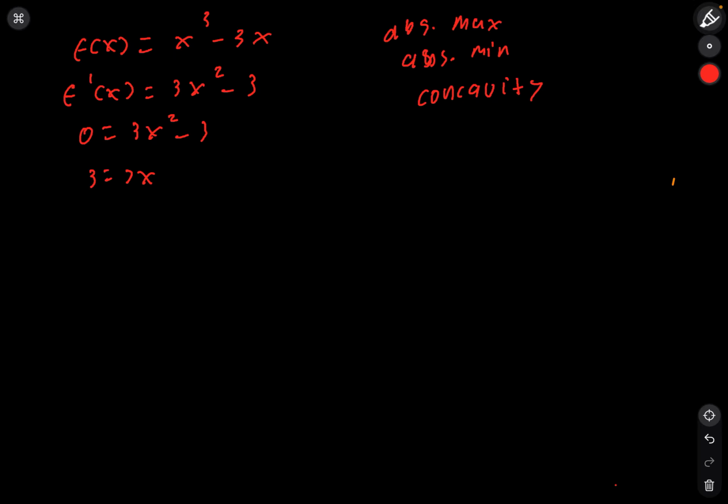3 is equal to 3x squared. So therefore 1 is equal to x squared. So therefore it's plus or minus 1 equal to x. That's not the main, that's just the answers in parentheses. Since these are the critical points for f prime of x, doesn't that just mean we can plug it in for f double prime in order to find concavity?